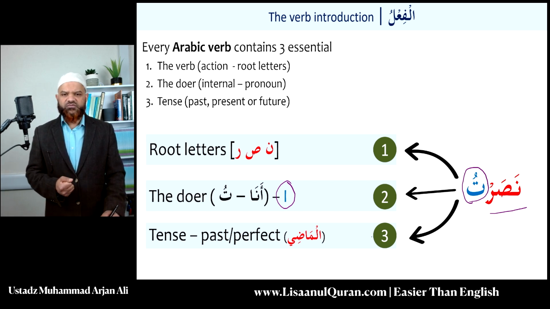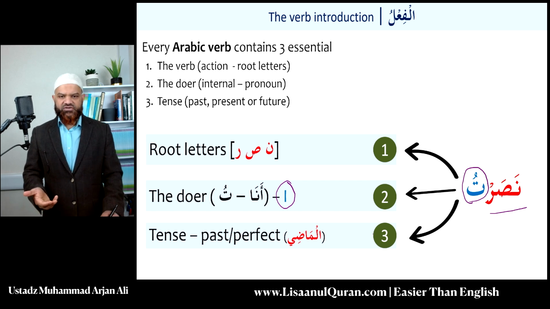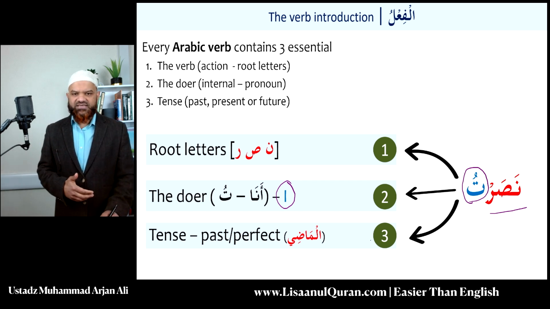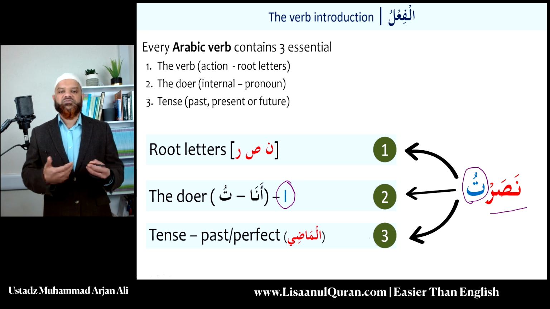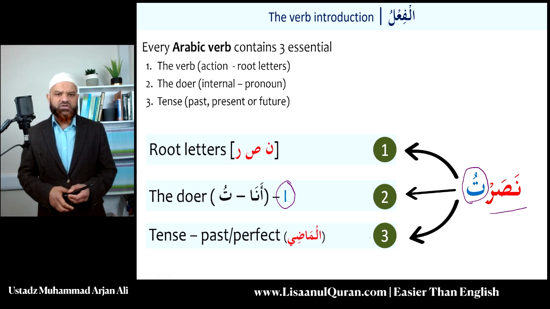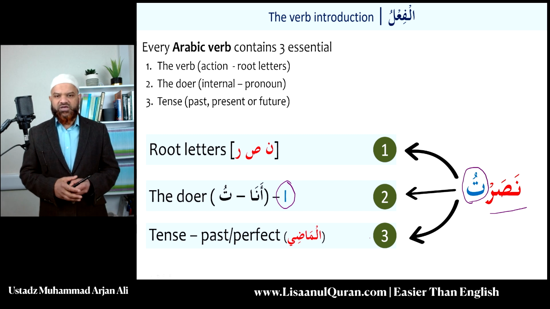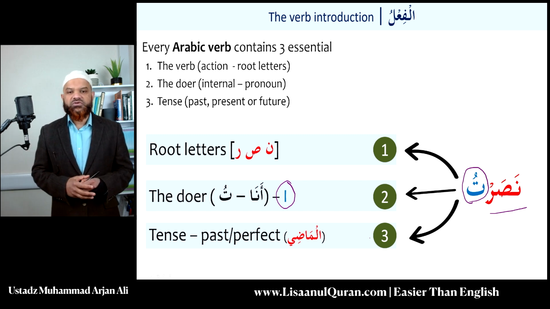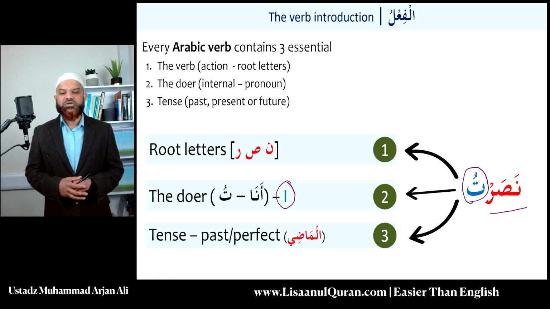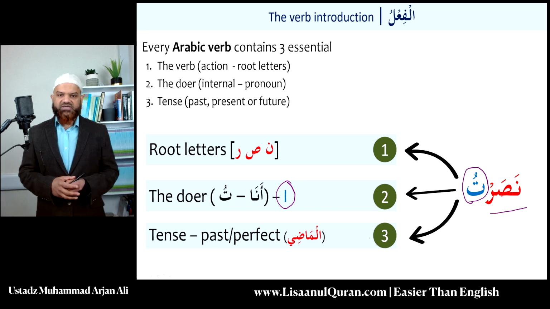So 3 pieces of information: the root, which gives us the basic meaning; most importantly, the pronoun, which tells us who's doing the action or has done the action; and the tense, whether it has been completed, as he has done already, or whether it is being done or will be done in the future. So these are a few points that we can identify on every verb, and it is absolutely critical to be able to tell these 3 pieces of information in order to be able to translate it correctly.